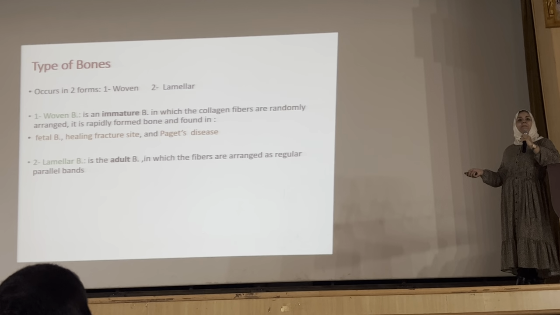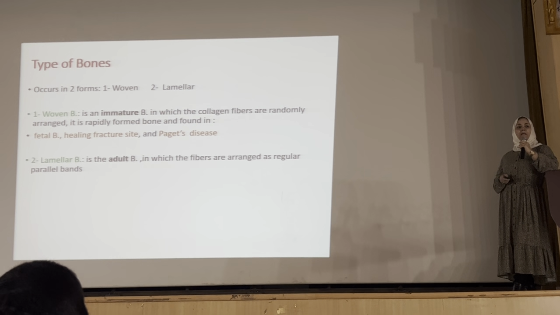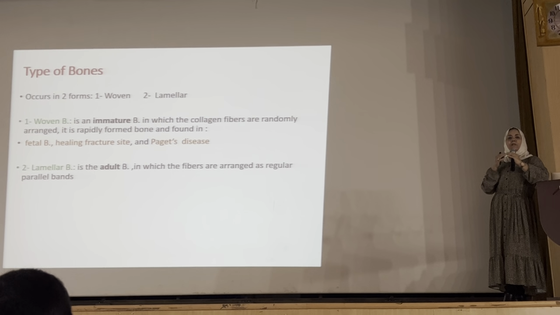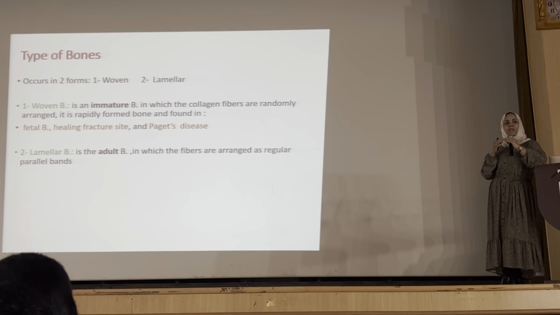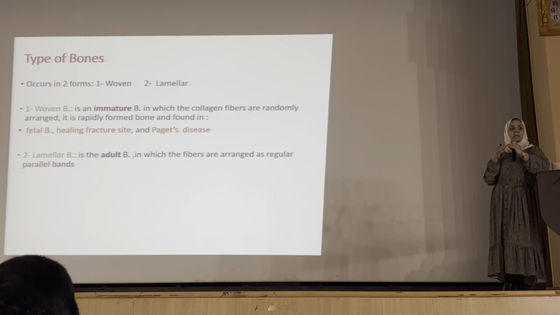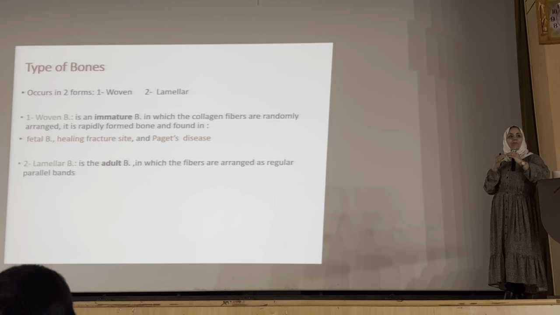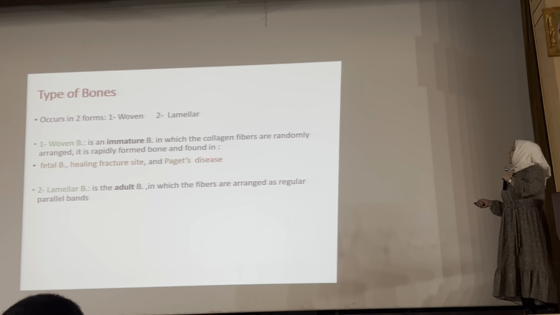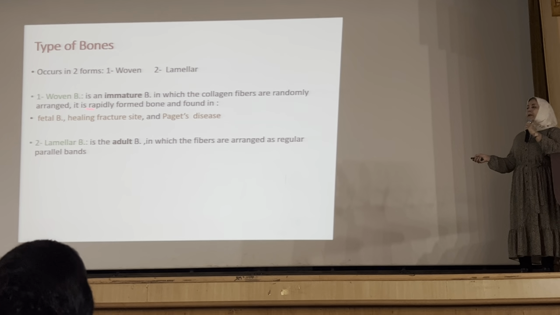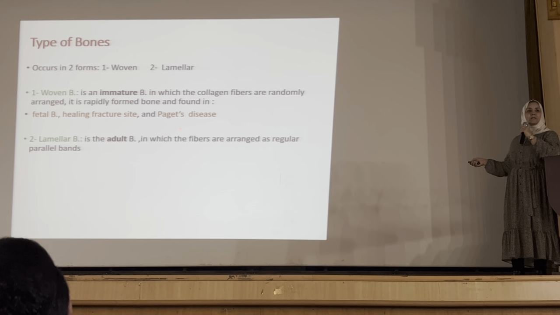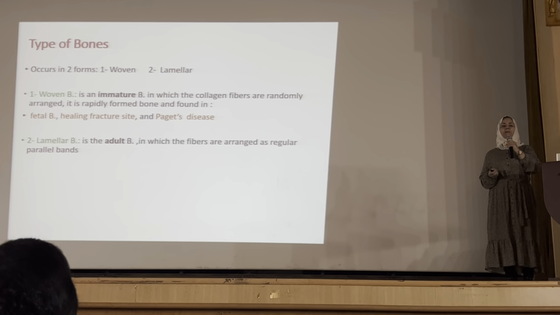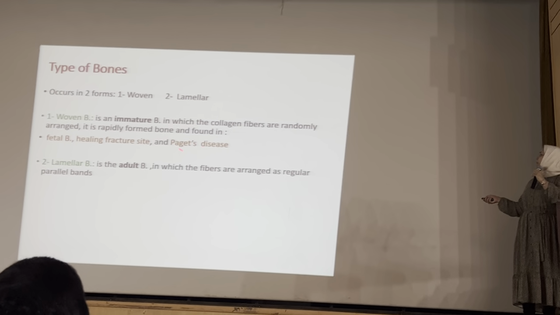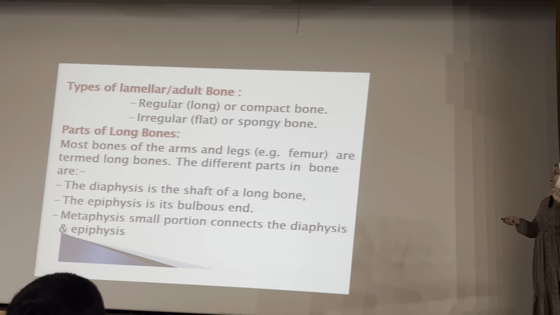Also in healing fracture sites, the healing process undergoes many steps. The newly formed bone, which heals the fracture site, is called callus, and it is formed from woven bone. It is immature bone. Then it will solidify and remodel a little. Also, these are normal situations, but sometimes in disease cases, in Paget's disease, the bone becomes soft, brittle, and with easy pressure it may break. In Paget's disease, there is woven bone.